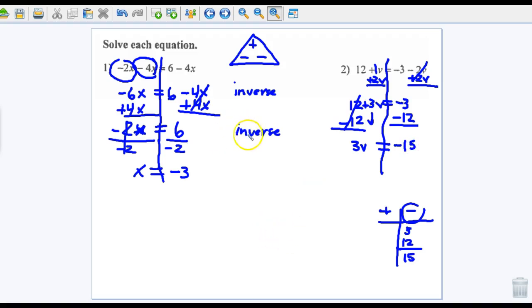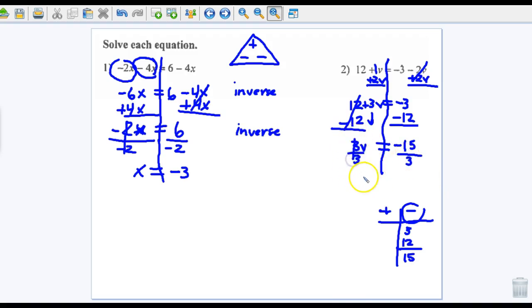This one includes a third inverse operation. So now I'm going to have to look at what this is telling me. This says 3 times v. So the inverse operation of multiplication is division. I'm going to put a division bar underneath both of these and divide them by the coefficient of my variable. That's the number in front of the letter. And I'm going to divide both sides by 3.